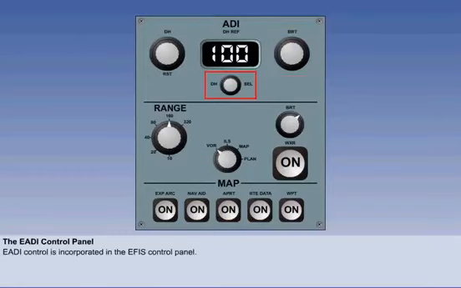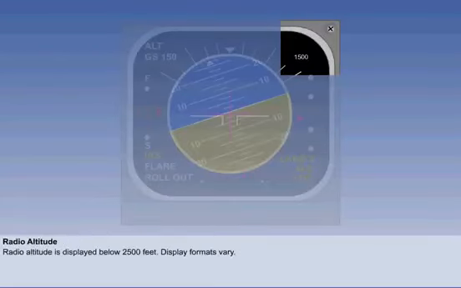DH cell is the decision height selector. It is a rotary switch and is used to select the appropriate decision height alert. DHRST is the decision height reset button. It cancels the decision height indication on the radio altimeter display when pressed. DHREF is the decision height reference indicator, and this displays the selected decision height on the EADI as well as on the control unit. Radio altitude is displayed on the screen below 2,500 feet.